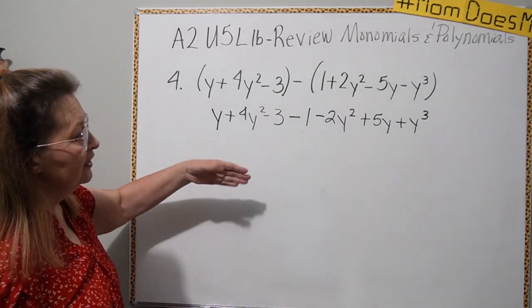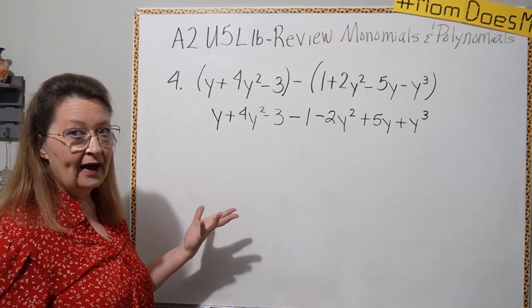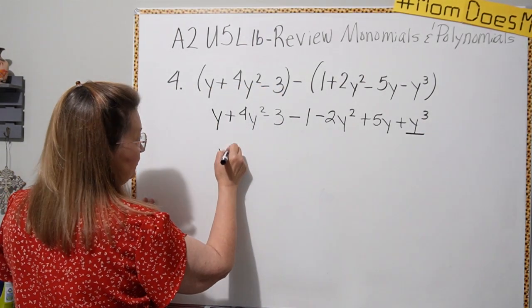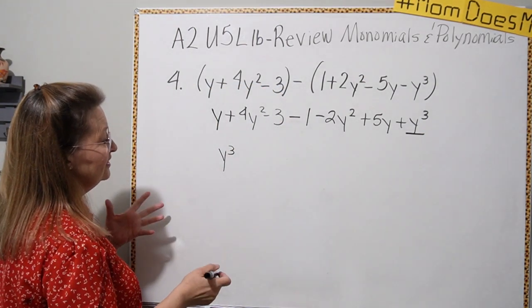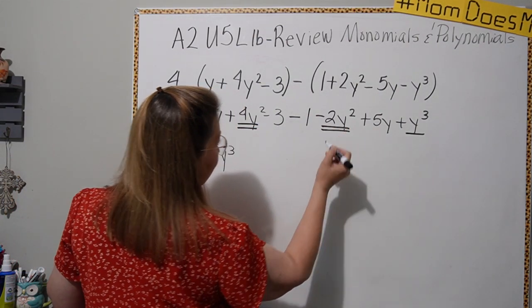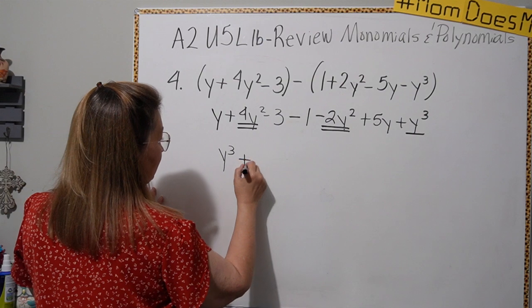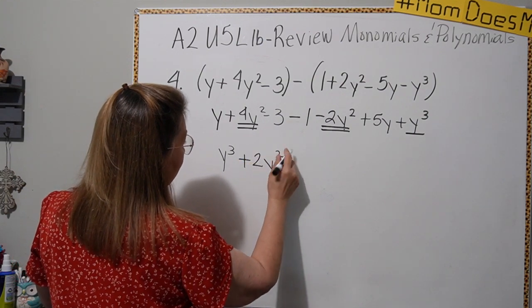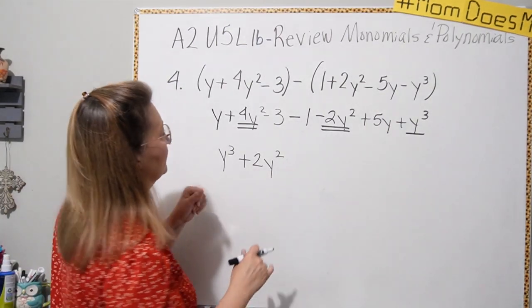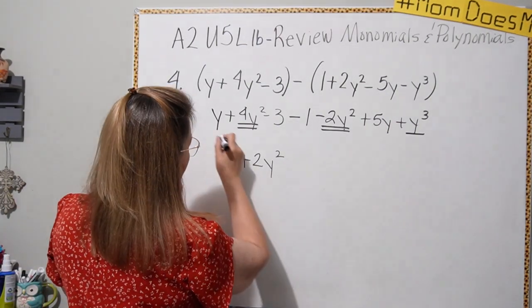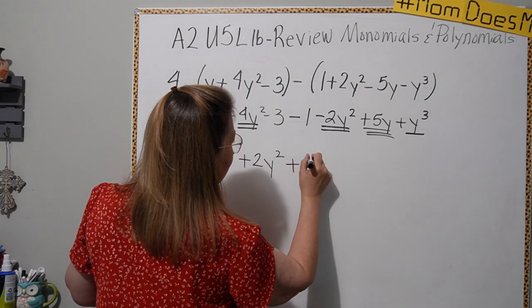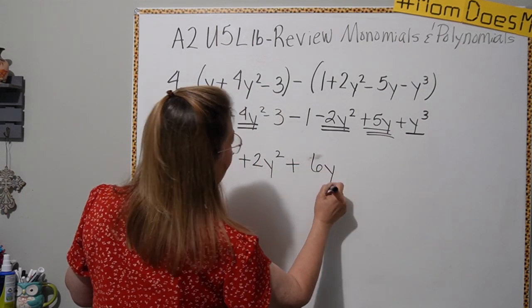Now let's go through here and combine terms. I like to start with my highest exponent, so I'm going to take y to the third first. There's nothing that matches to it. So next is my y to the second terms. I have a positive 4 and a negative 2. So when I combine those, I'm going to get positive 2y squared. Remember, when you add and subtract, exponents never change. All right, next is the y term. So I have a positive 1y and a positive 5y. So that gives me positive 6y.